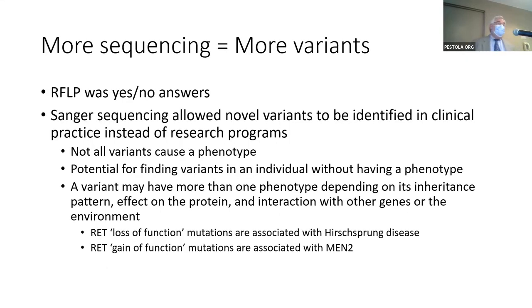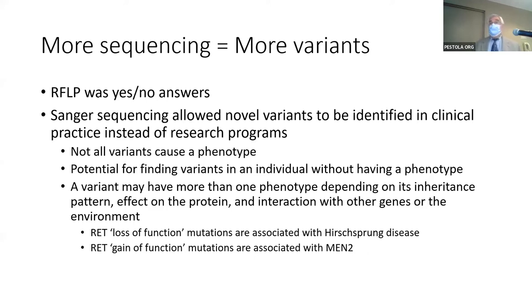Yeah. But if you do more sequencing, you of course get more variants. RFLP was easy. It was yes or no. Your patient either had that polymorph or they didn't, and the interpretation was 100%. With Sanger sequencing, you took finding novel variants out of the research lab and put them in front of the clinician. Now you have the problems. Not all variants cause a phenotype, and you might find variants without having a phenotype. Oops.